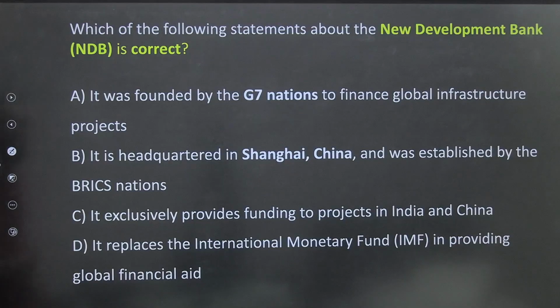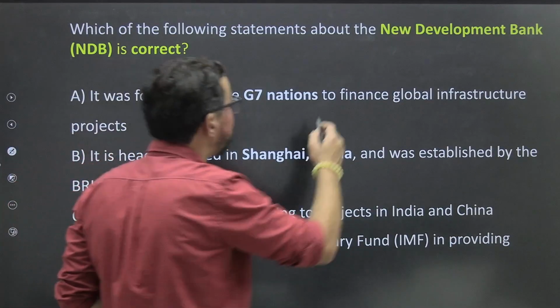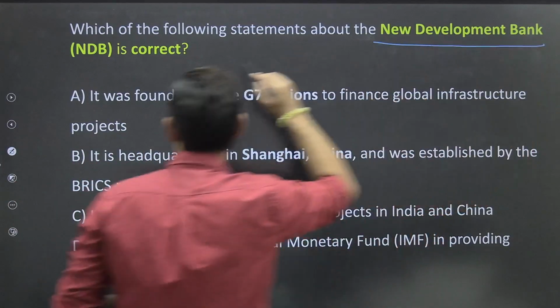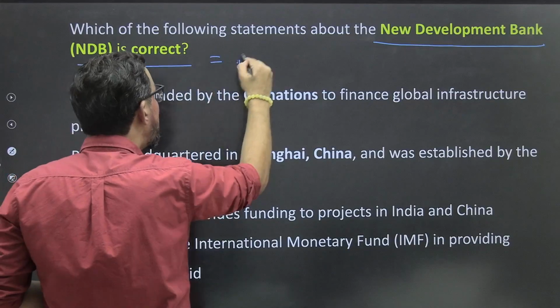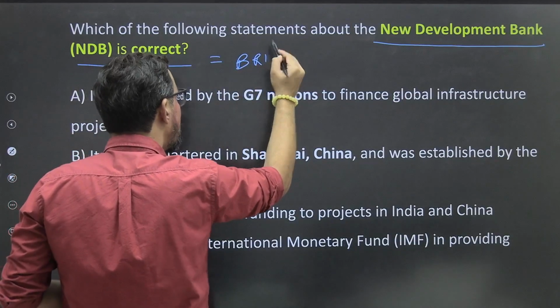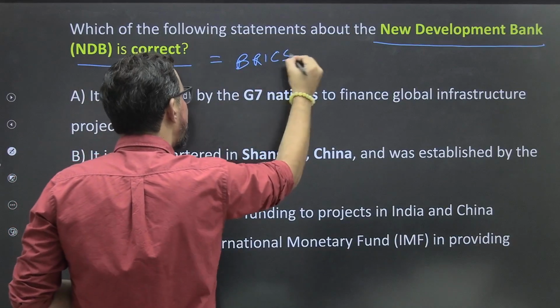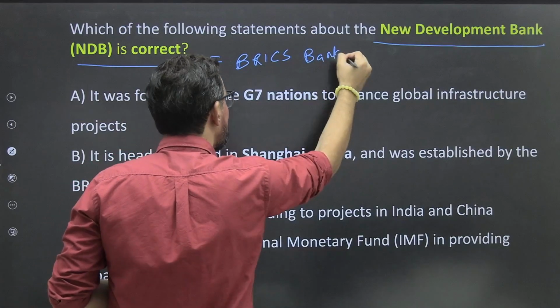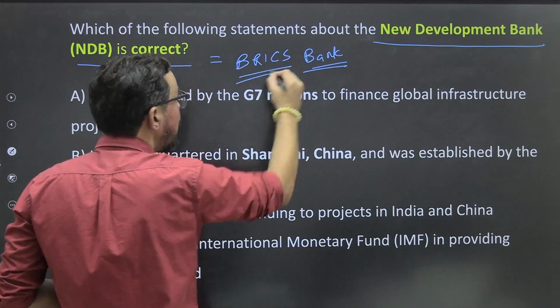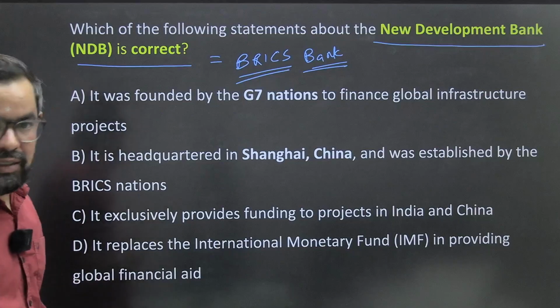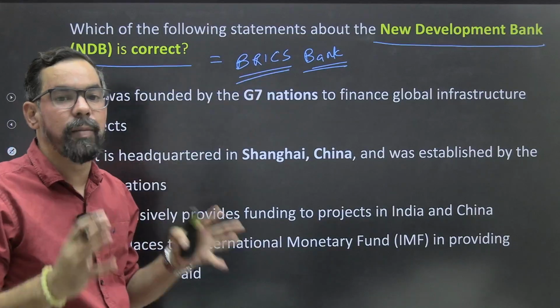Okay? Next one. Which of the following statements about the New Development Bank, which is also known as the BRICS Bank. BRICS is a kind of group of Brazil, Russia, India, China and South Africa. Together they created a bank.